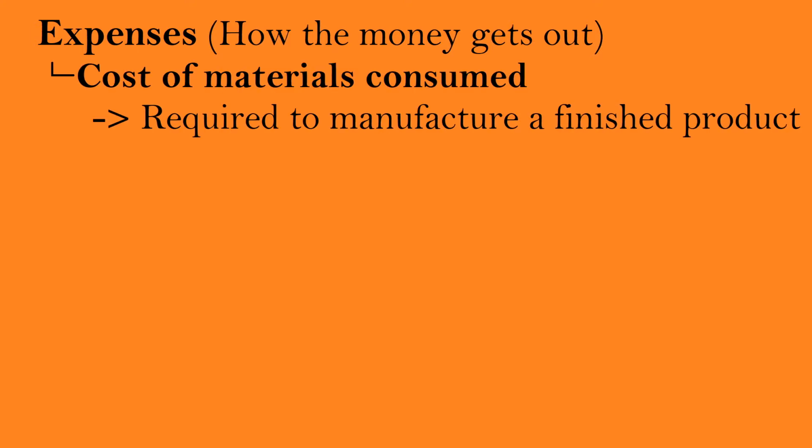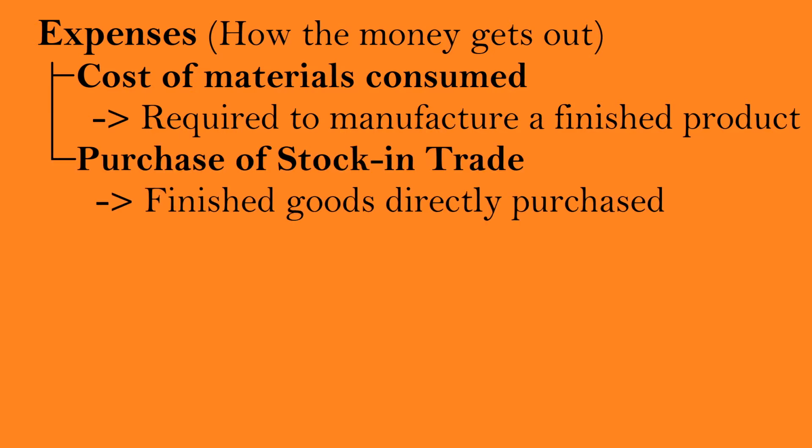Cost of material consumed. This is the cost of raw material required to manufacture a finished good. This is most notable in the expenses section because an increase in the cost of material either increases the revenue for the company, otherwise it increases debt. Next one is purchase of stock in trade. This refers to all purchases of finished goods that the company buys towards conducting its business.